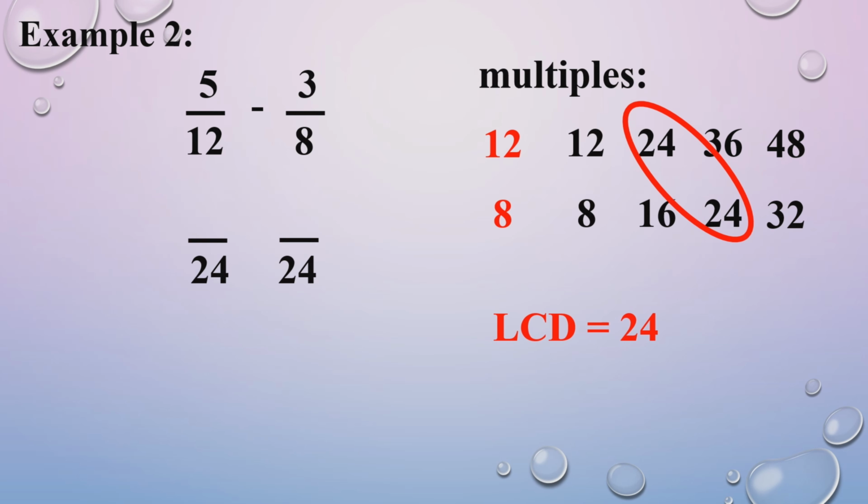And then let's divide. 24 divided by 12, that is 2 times 5 equals 10. Then minus 24 divided by 8 is 3 times 3, that is 9. Then let's subtract. They are already similar fractions now. 10 minus 9, that is 1, and then copy the denominator 24. Therefore, the answer is 1/24.